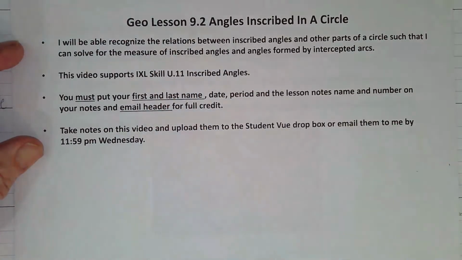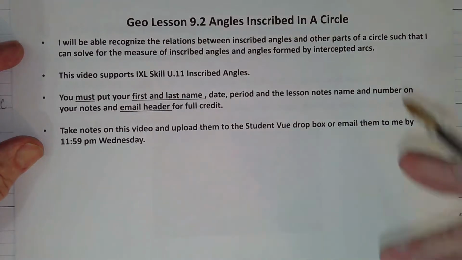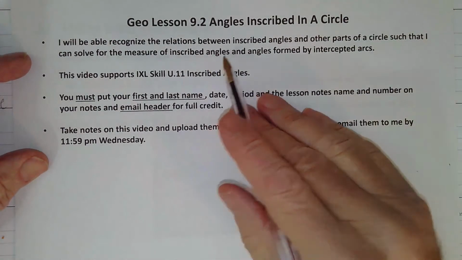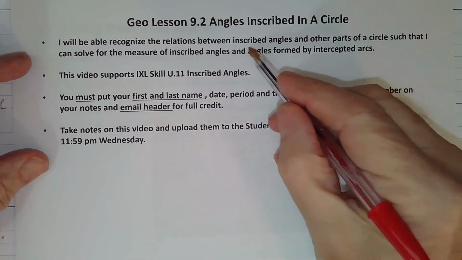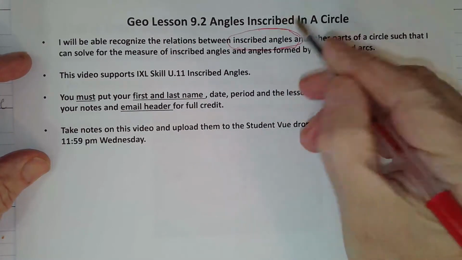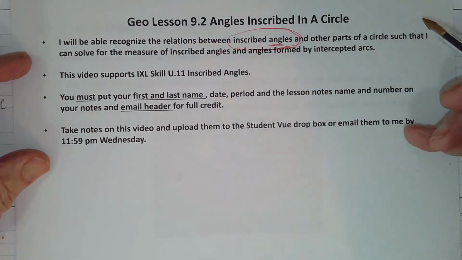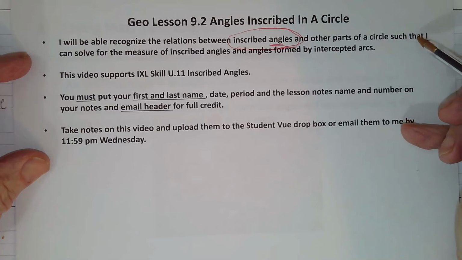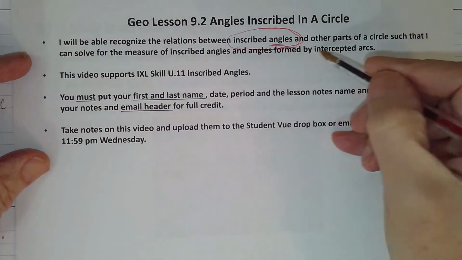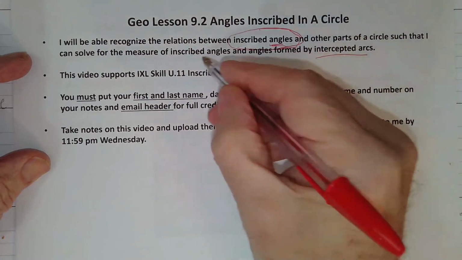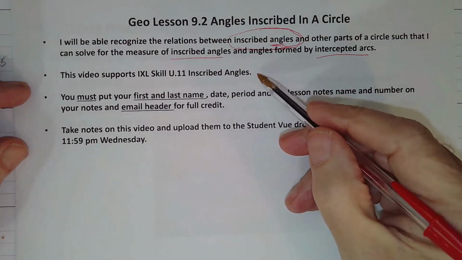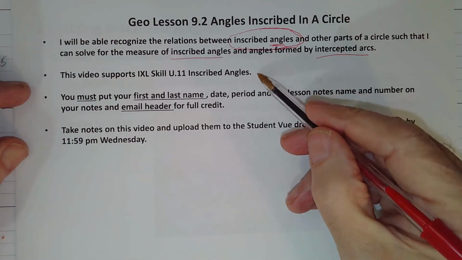Geometry Lesson 9.2, Angles Inscribed in a Circle. You're going to be able to recognize the relations between inscribed circles, inscribed angles, and other parts of a circle, such that you can solve for the measure of inscribed angles and the angles formed by intersected arcs. That's what we're looking at, and this video supports IXL Skill U11.